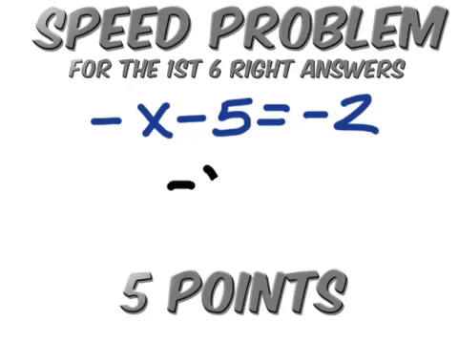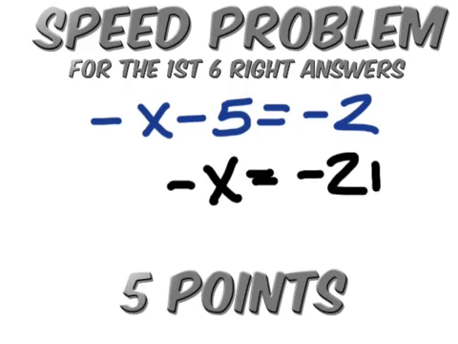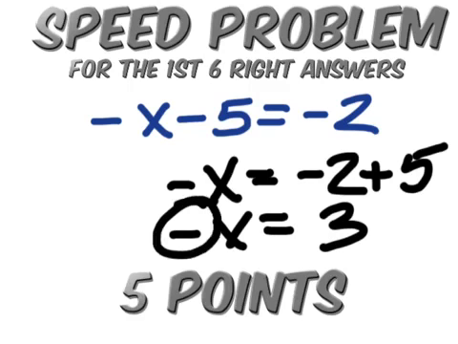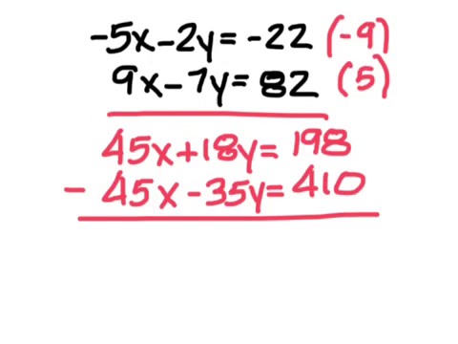For this one, it should have been negative x equals negative 2 plus 5. And you will have a plus 3, but you must divide it by the negative 1. This is a subtraction sign. So what you must have on your paper is 45x minus 35y equals 410.